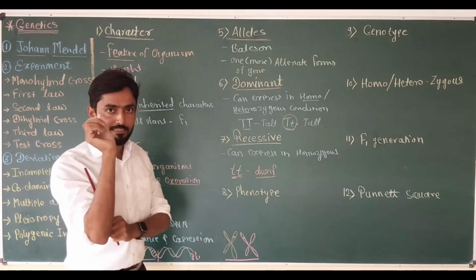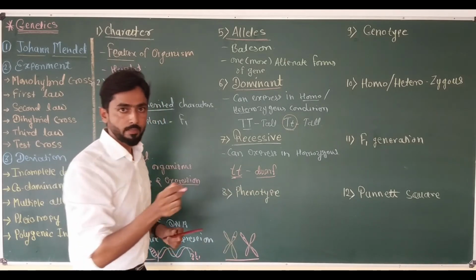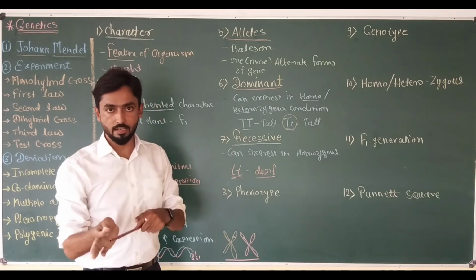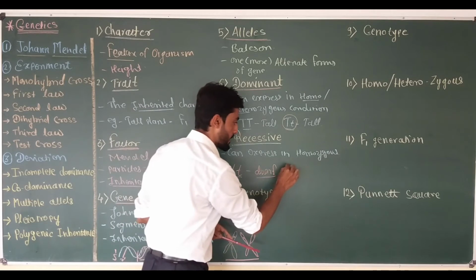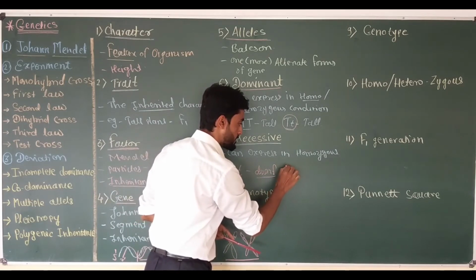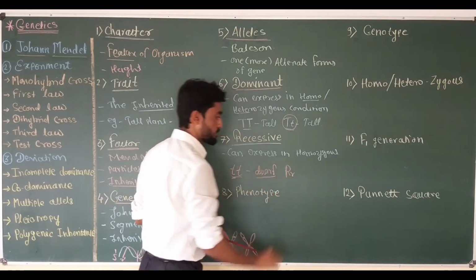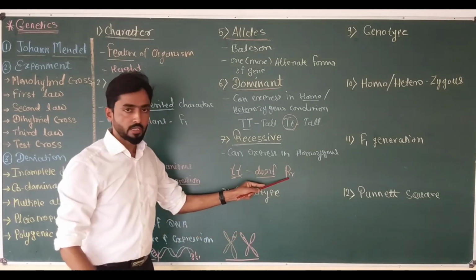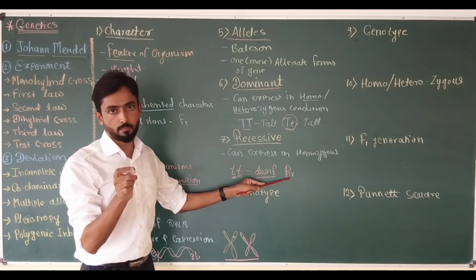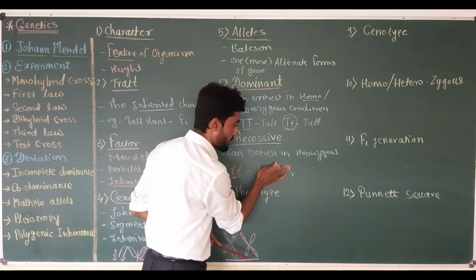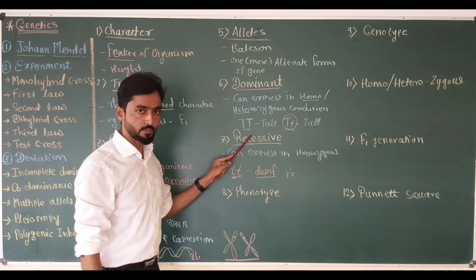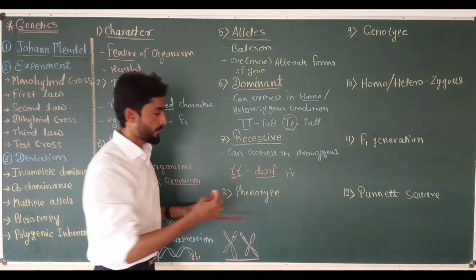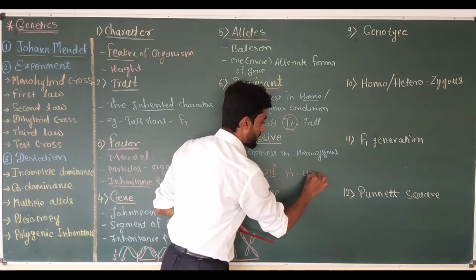Okay, if the seed shape in garden pea plant is round and wrinkled, denoted by the letter capital R, then if the organism has capital R, small r, in that case the seed shape will be round. But if the organism has small r, now this small r is recessive and it can express itself, and the shape becomes wrinkled.